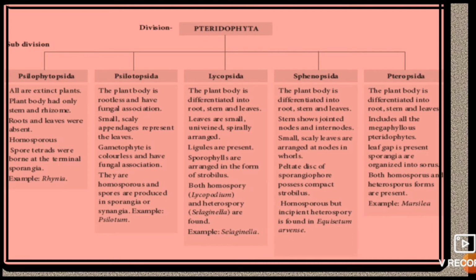Lycopsida is the third subdivision. The plant body is differentiated into root, stem and leaves. Leaves are small, uni-veined and spirally arranged. Ligules are present; ligule is one of the specialized characters of Lycopsida. Sporophylls are arranged in the form of strobilus. Both homospory and heterospory occur. Homospore is a good example, Lycopodium. Heterospore is a good example, Selaginella.